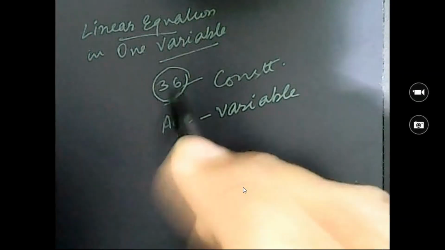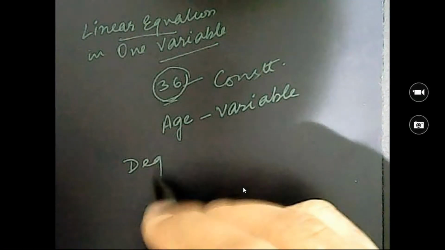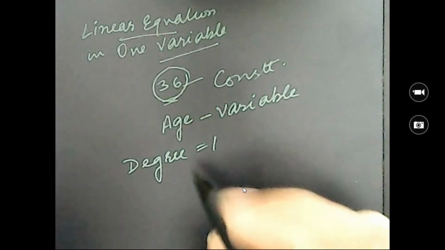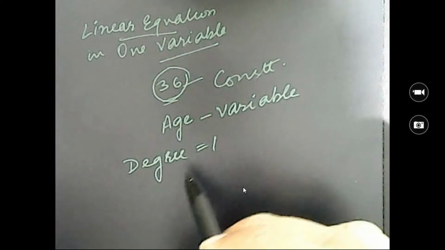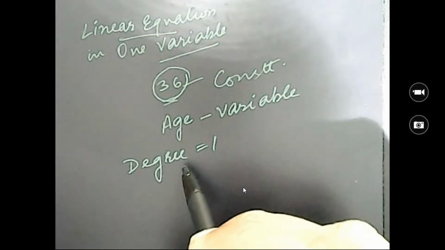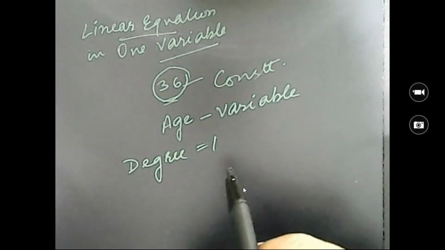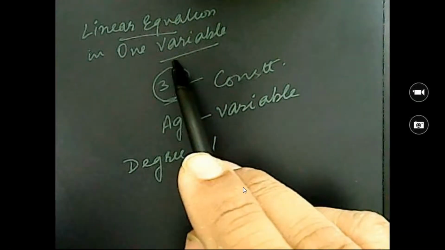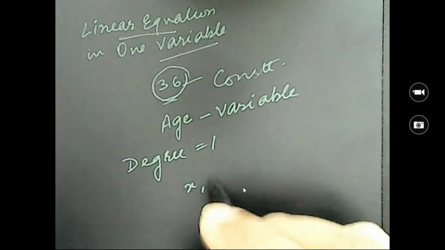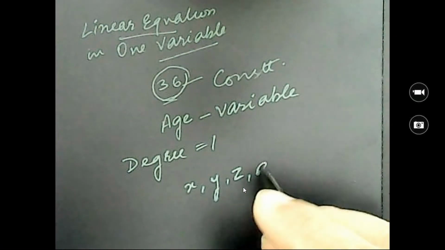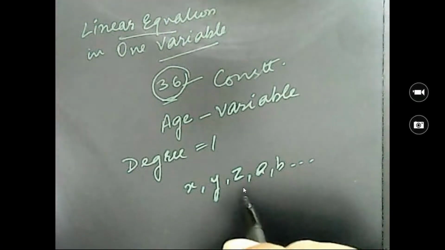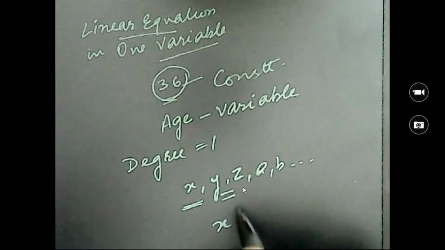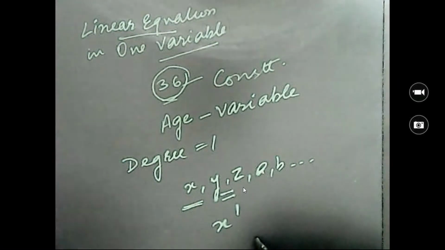A linear equation is an equation whose degree is 1. Degree is 1 means it does not require any term related to square or cube or to the power 4 or something like that. All the variables involved in a linear equation in one variable, whether it is x or y or z or a or b or whatsoever, will be raised to the power of 1 only.